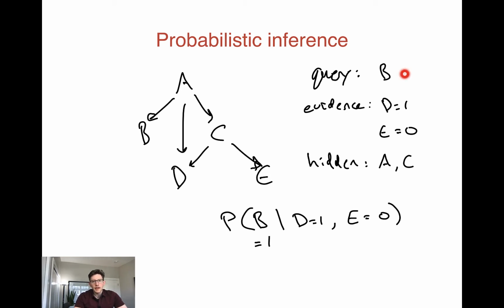Also, we're going to focus on cases where we have a single query variable. We could imagine queries also of the form B equals 1 and C equals 1, where we might want to know the probability of both of them happening together. There exist methods for that question, but they get a little more complicated. So here we're going to focus just on the one query variable case.